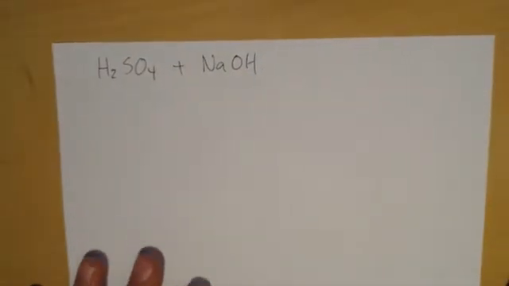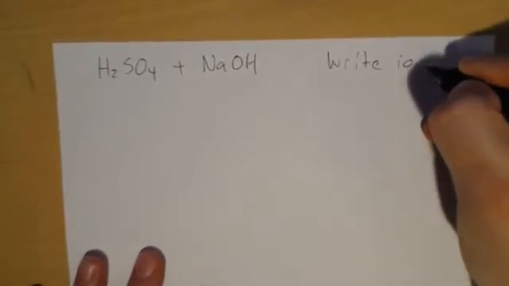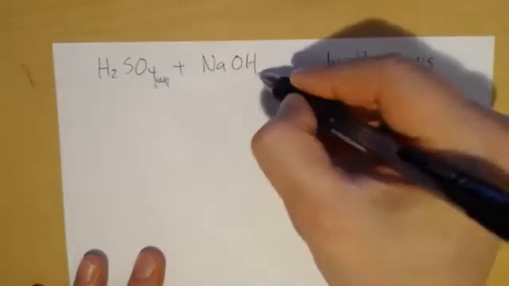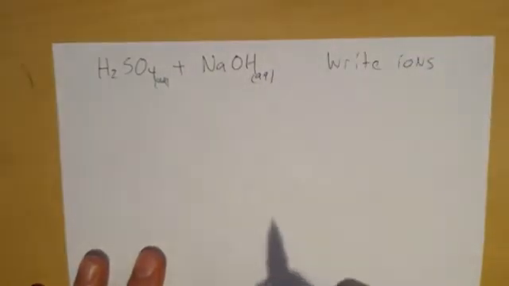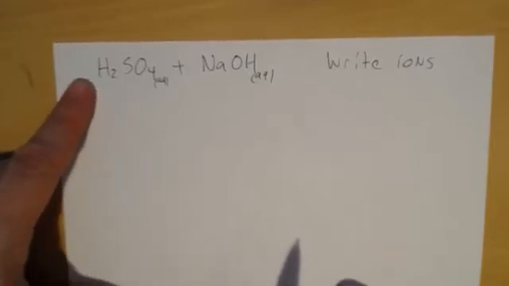Okay. So the first thing I want to do is write ions. These are crossing. They're both given to me as aqueous. They're reactants, so I can break them apart. How will these break apart? How will this one break apart? Anybody know how this one breaks apart?